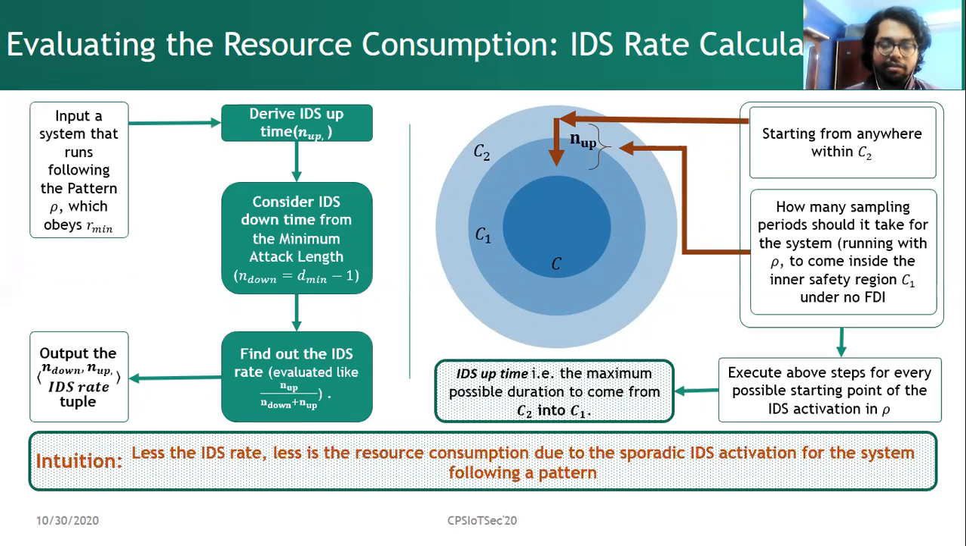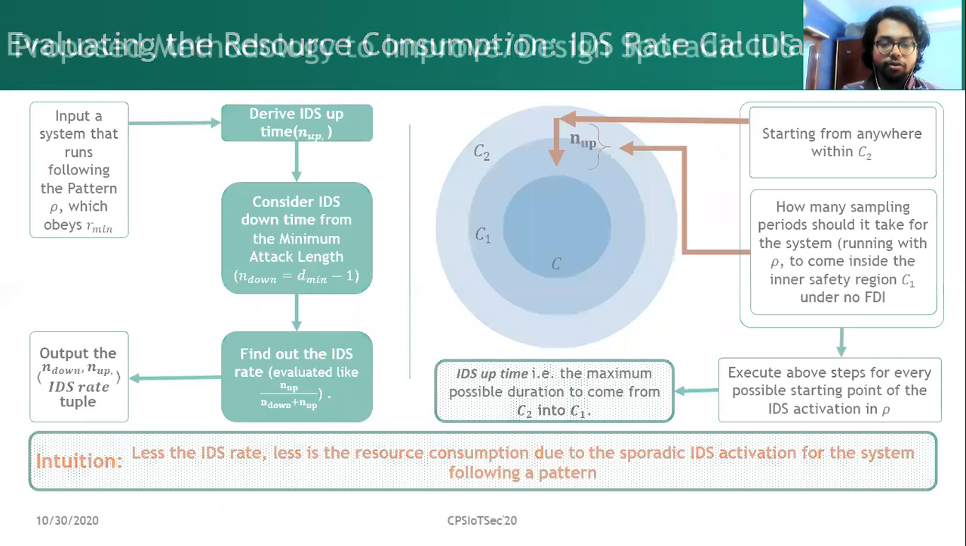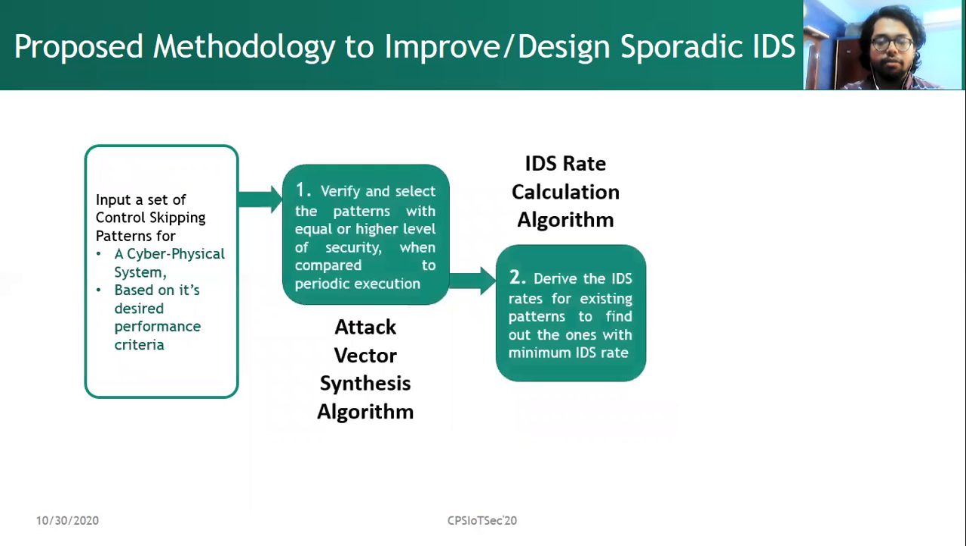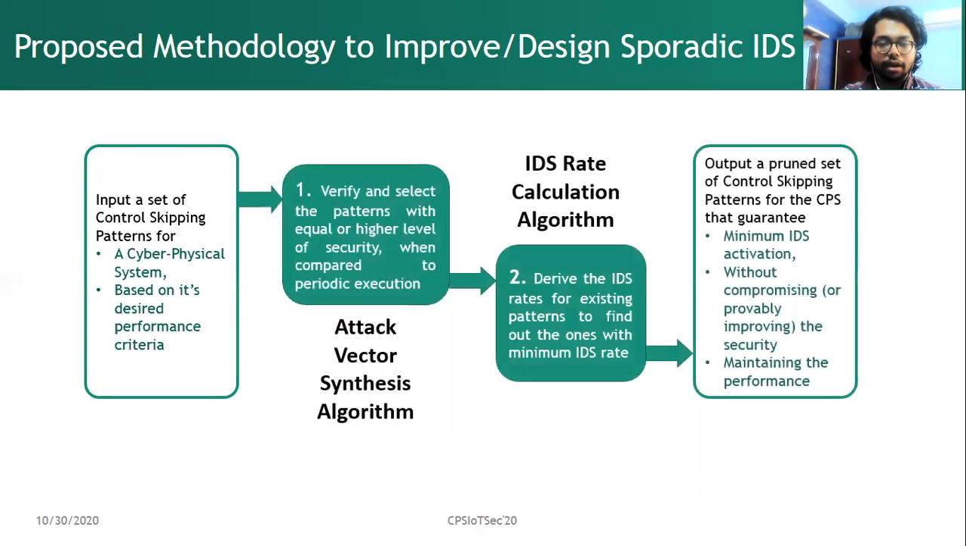The intuition is, the less the IDS rate, the less the resource consumption by the sporadic IDS. So the overall methodology takes an input of a set of patterns that abide by the minimum execution rate for a system, then verifies that their minimum attack length is more than for the periodic execution, and then finds the patterns with the minimum IDS rate and outputs them. So a system following the output set of patterns will guarantee uncompromised security and performance with reduced resource consumption.